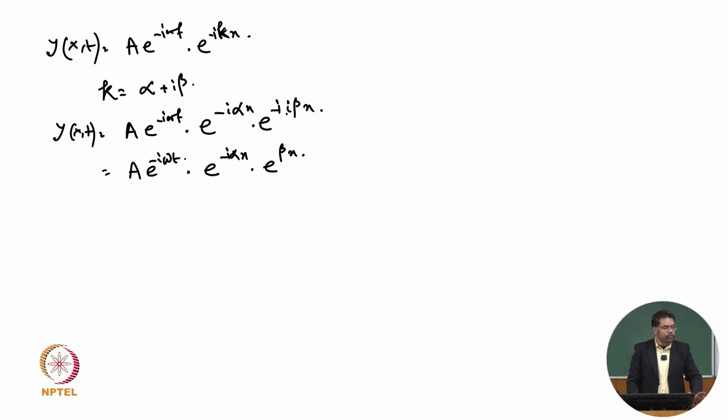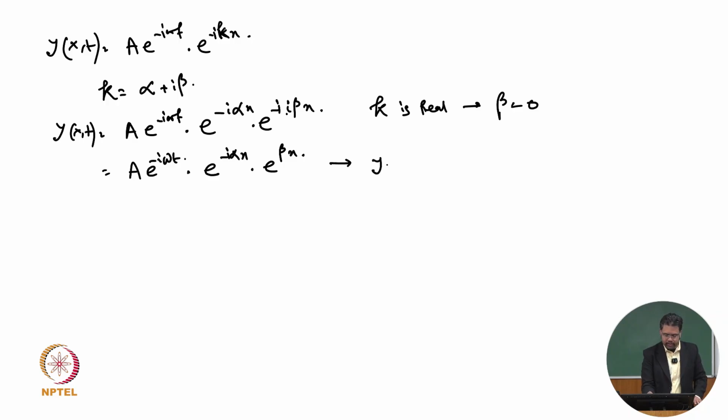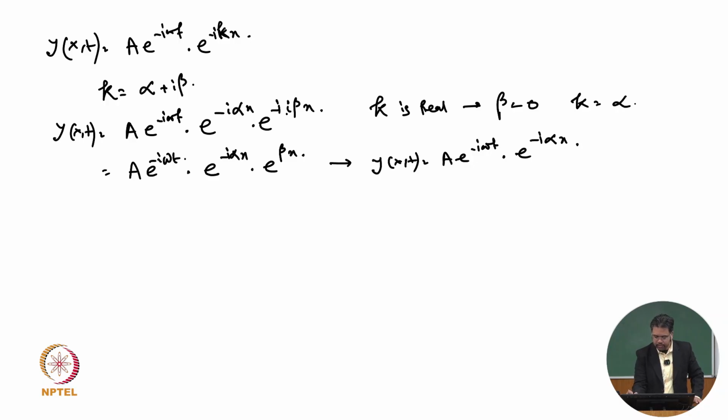So once we have seen that kappa is real, that means what? My beta is equal to 0. Okay. Then my solution is y of x comma t equal to A into e to the power of minus i omega t into e to the power of i alpha x. I'm just writing. Okay. Then just kappa equal to alpha. Fine. No doubt.